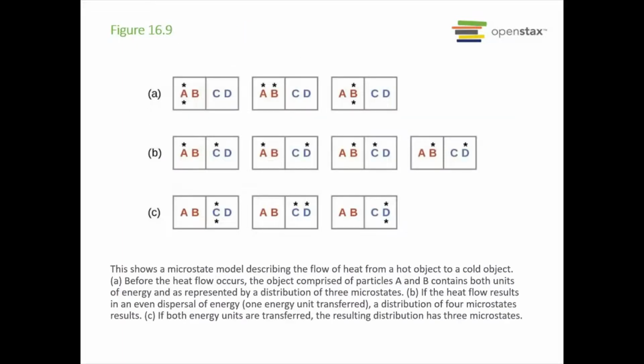Okay. So this is showing heat flowing from a hot object to a cold object, and these are again those microstate models. And so you can see the different potential ways that the heat is flowing.